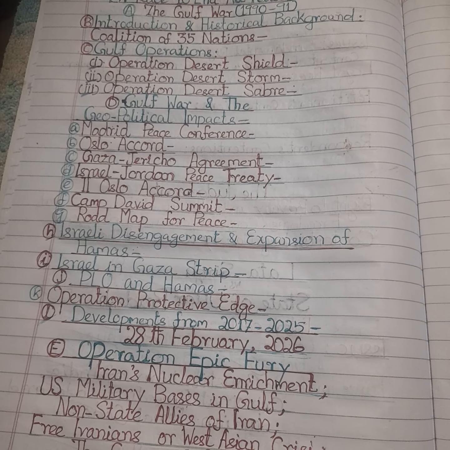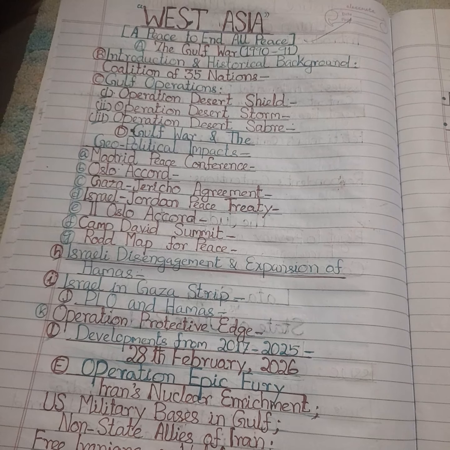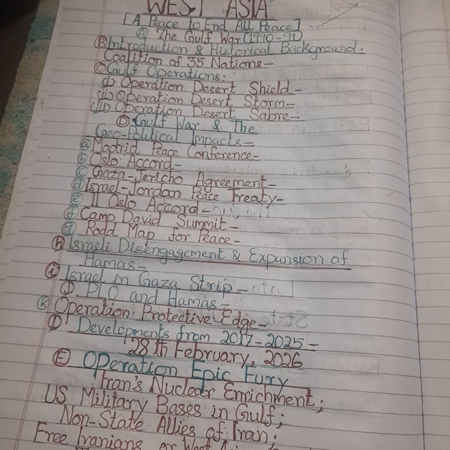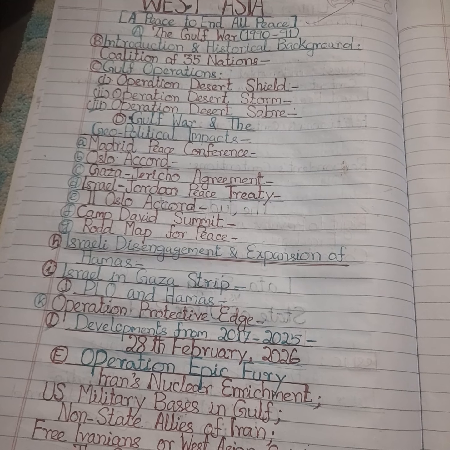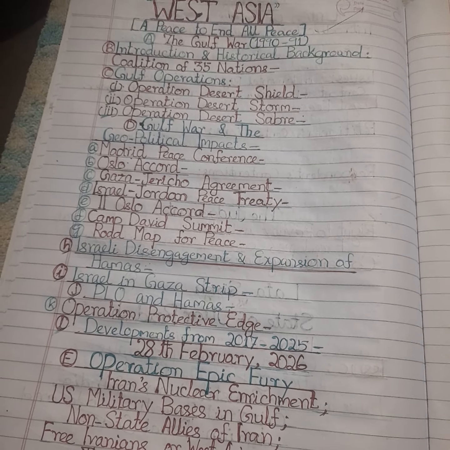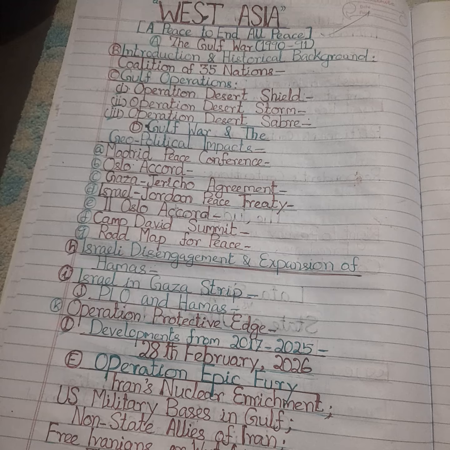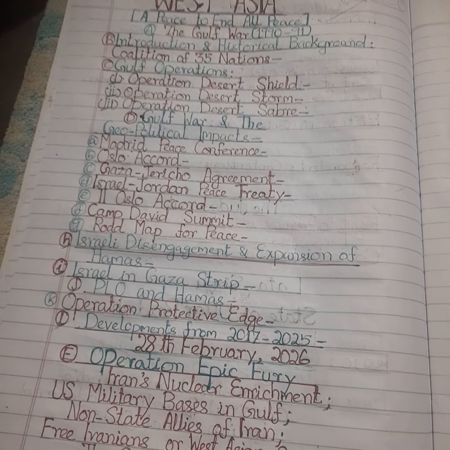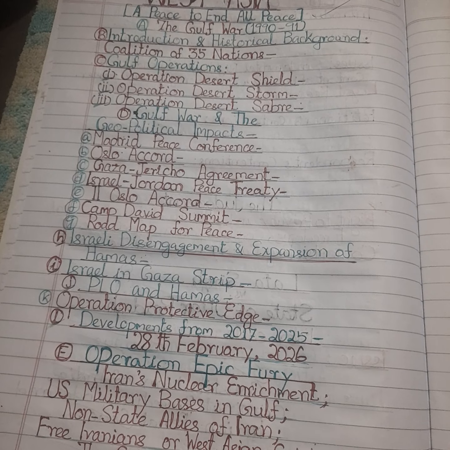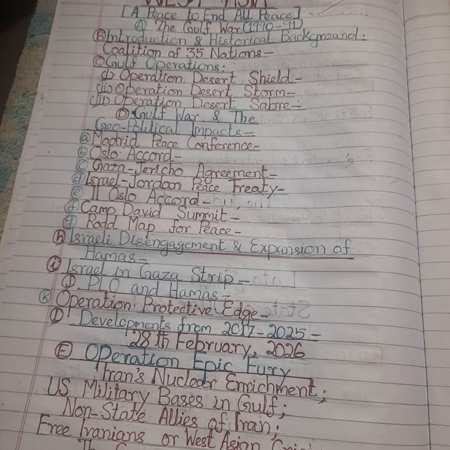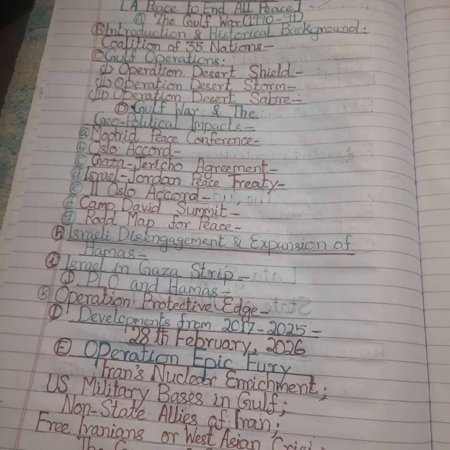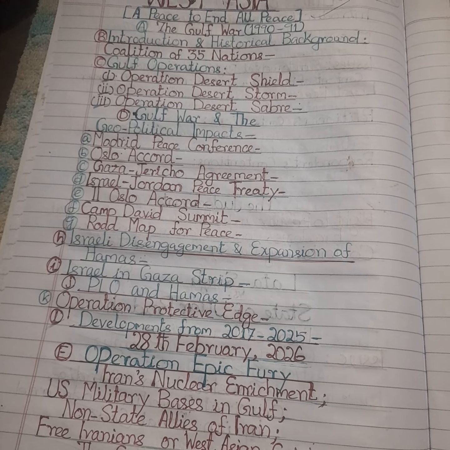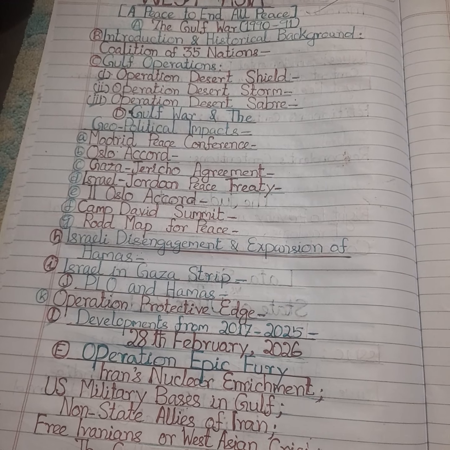The Gulf War was a massive international conflict triggered by Iraq's invasion of Kuwait on August 2, 1990. It represented a turning point in modern history, marking the first time a global coalition sanctioned by the United Nations moved in unison to liberate a sovereign nation. The war is famously divided into two primary phases. One is Operation Desert Shield, and the second one, Operation Desert Storm.